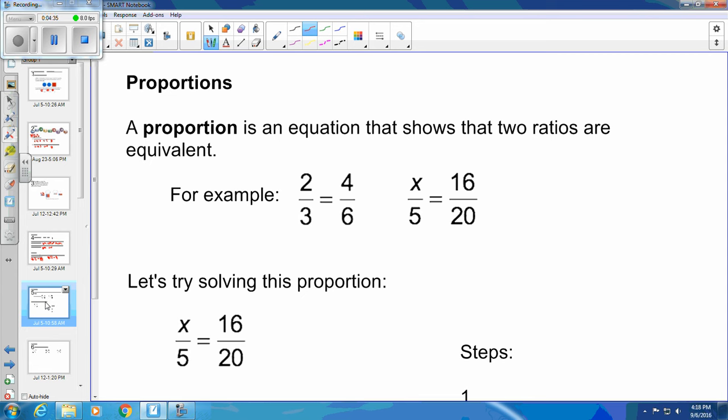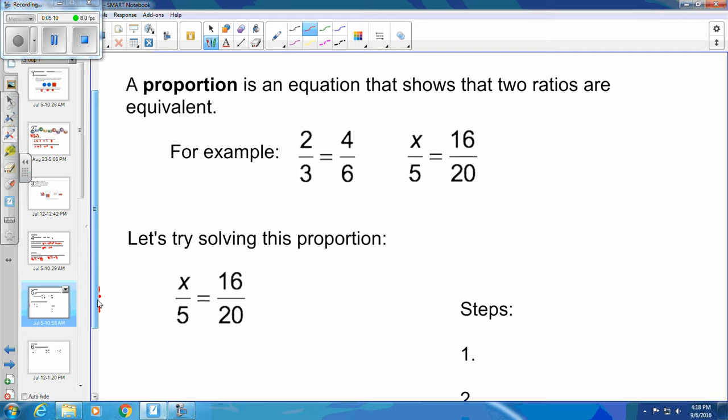Let's move on to proportions. A proportion is an equation that shows that 2 ratios are equivalent. For example, 2/3 is equal to 4/6, and x over 5 equals 16 over 20. In the second proportion, we do not know what x is yet. If we look at 2/3 to 4/6, we can easily see that if I multiplied the top term, the 2, by 2, I would get 4. And if I multiplied 3 by 2, I would get 6.